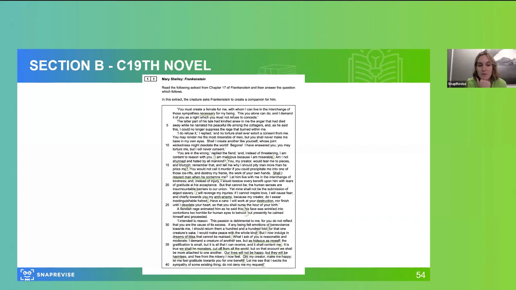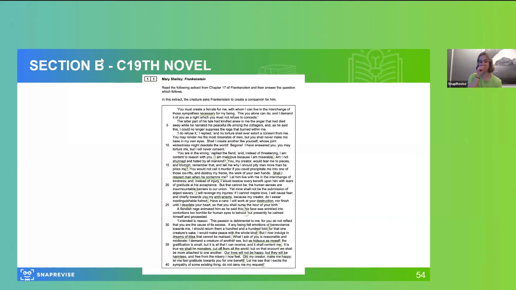Maybe let's start with "I am malicious because I am miserable." Could someone please tell me what technique that might be or how you might go about analyzing that? It doesn't have to be a detailed sentence, just if you have any idea, please pop it into the chat. "I am malicious because I am miserable." What does that suggest to you?